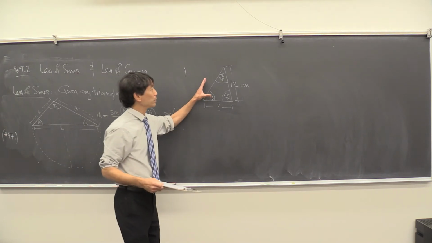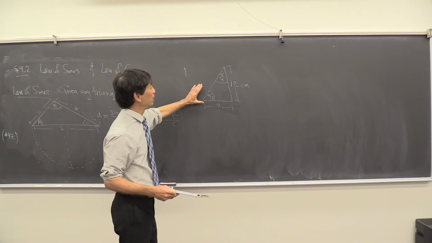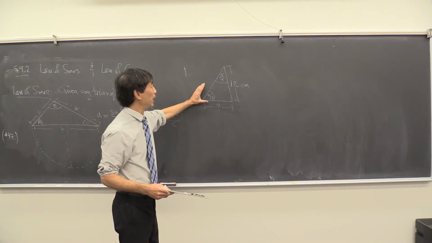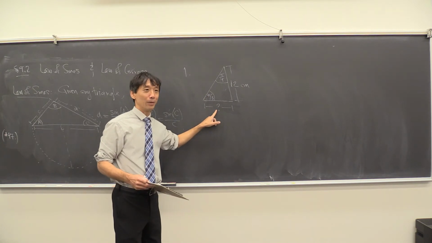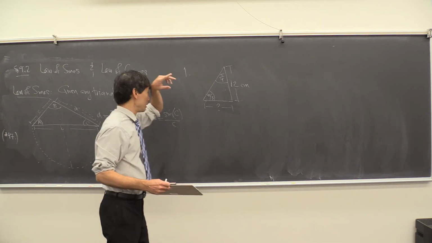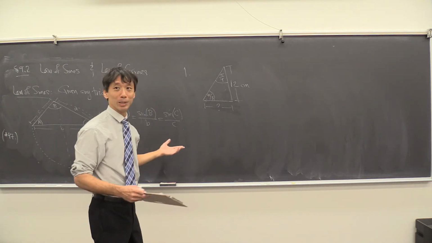So you're given the angles, right? I mean, we don't even need this one. You're given these angles, and you're given this length, and you have to figure out this last length. So this is just three parts of something, and what is the fourth part, basically?